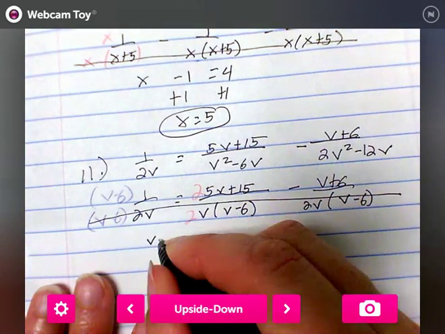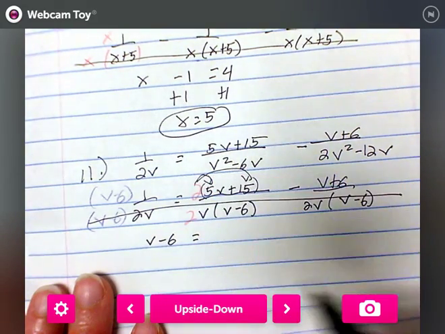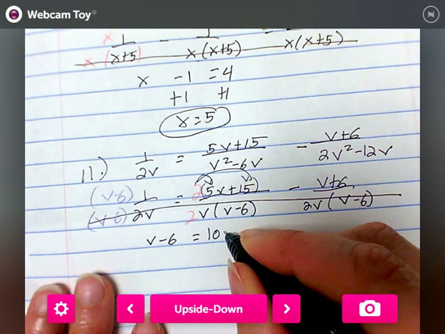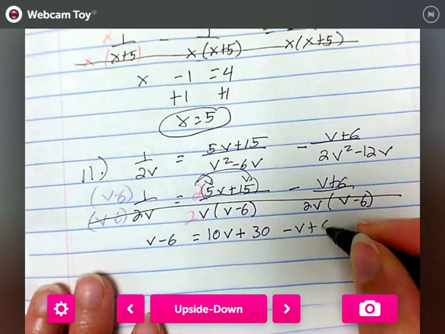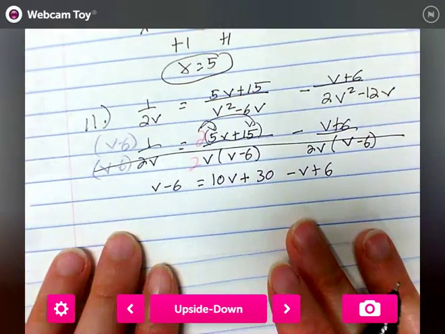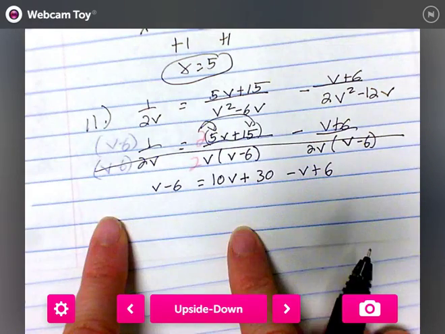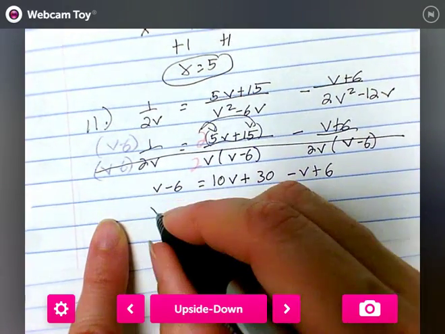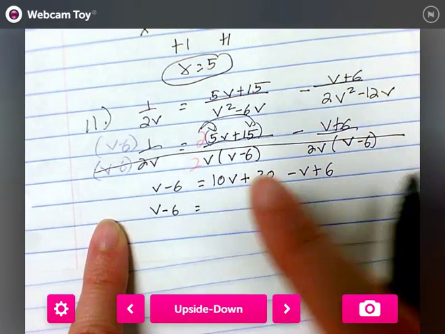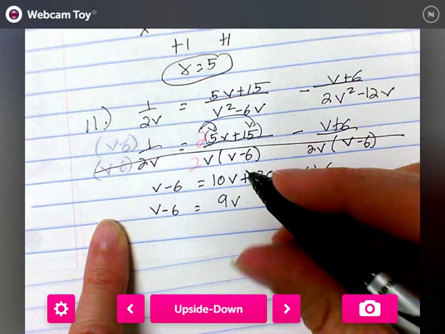Okay? That means I can cancel out the whole bottom because they're all the same. And I get v minus 6 equals, I'm going to distribute as I go, just to save me some steps. I get 10v plus 30 minus v plus 6. Can somebody tell me what I do next now? Now that I've gotten rid of all the bottoms, I'm just left with this. Combine like terms, perfect. So I get v minus 6 equals 10v and negative v gives me 9v. 30 and 6 gives me 36.